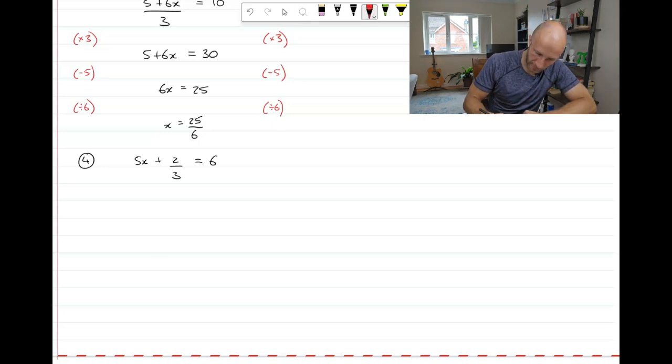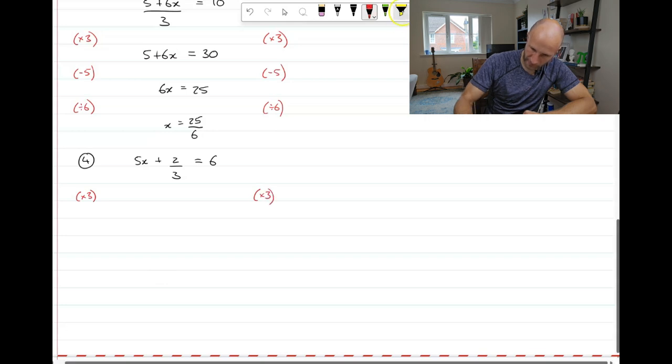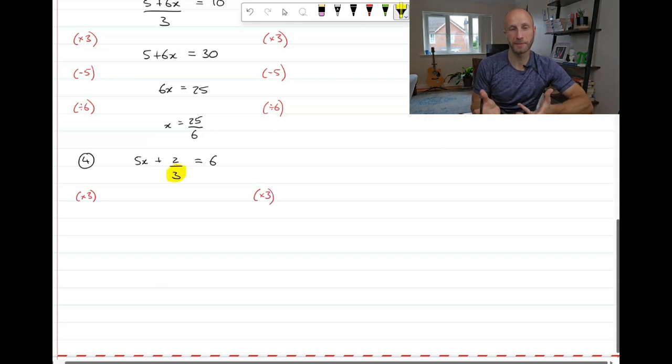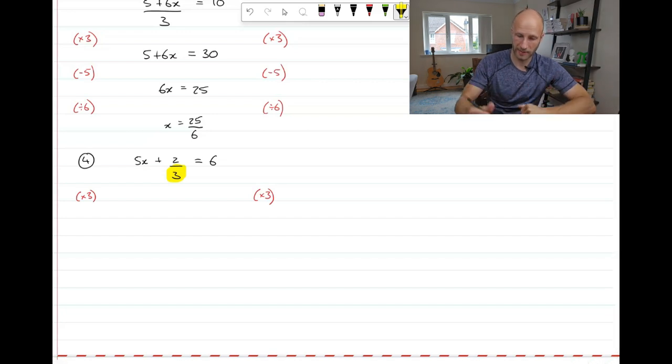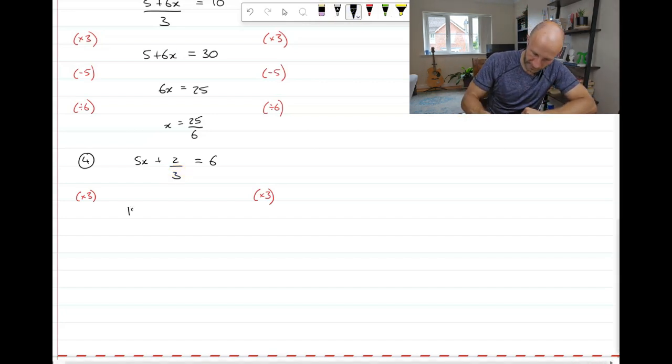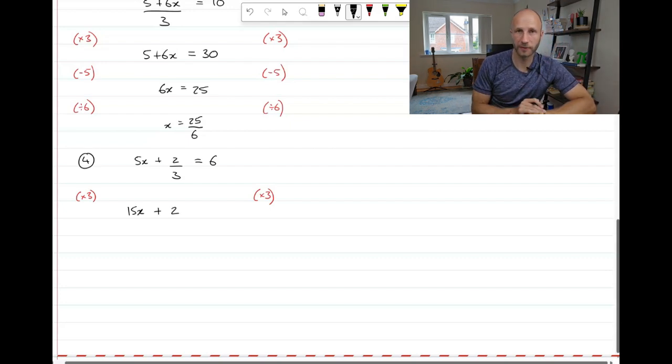So the first thing I'm going to do here is I'm going to times up by the 3. So again, because I've got this 3 on the bottom, yes, it's not the x term, but because I've got 3, if I times by 3, I know I'll clear that fraction, and it'll just make things a little bit nicer and easier to deal with. This is a separate term, so I have to times this by 3. The fraction times by 3 just clears the bottom. I've also got to times the other side by 3.